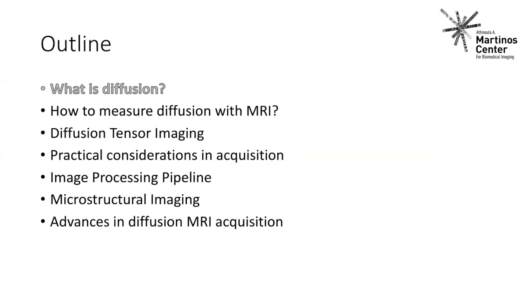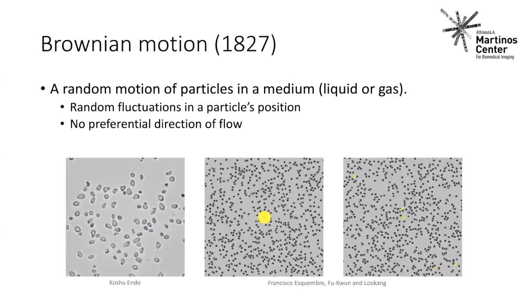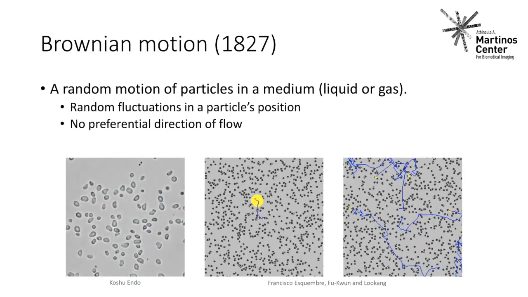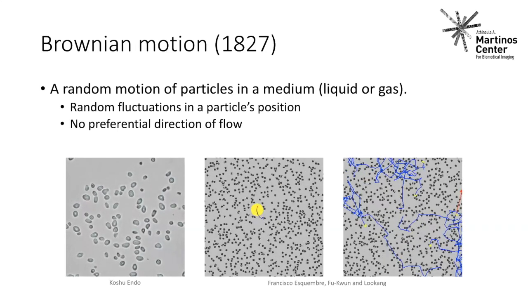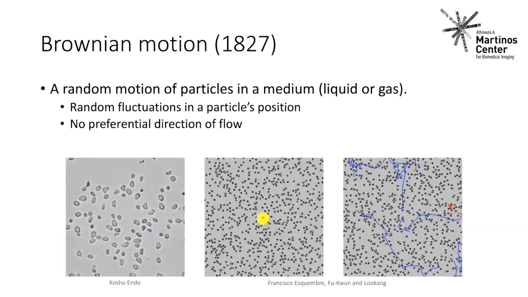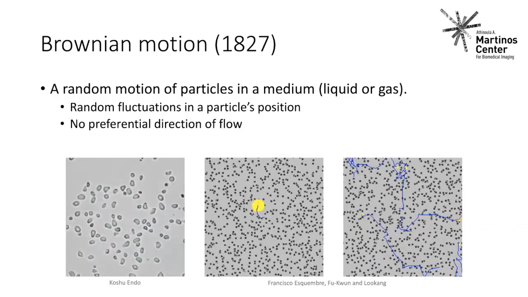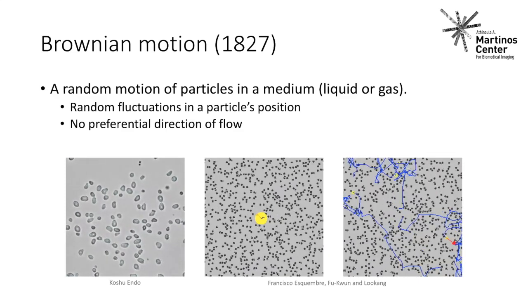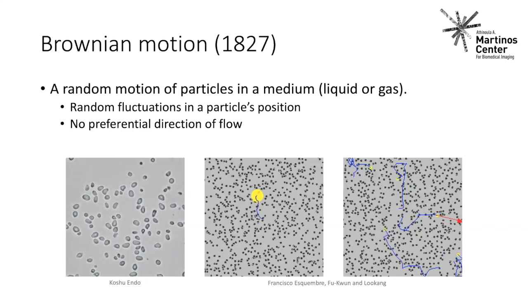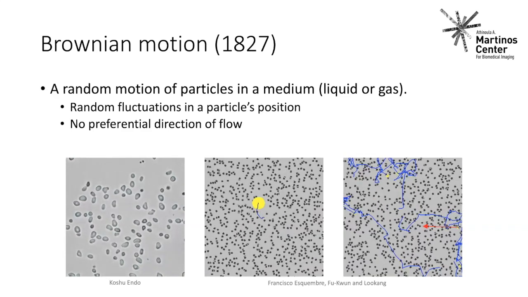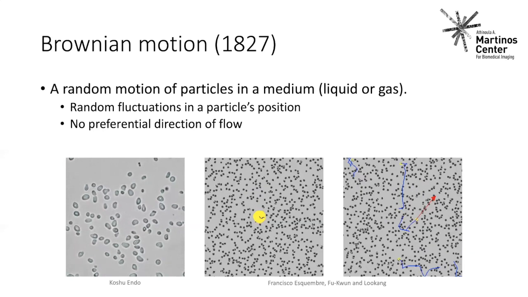So the outline: first of all, we will introduce what diffusion is. In 1827, people observed Brownian motion. It's a random motion of particles in a medium, like a liquid or gas. It describes the random fluctuations in the particle's position, which means there's no preferential direction of flow.